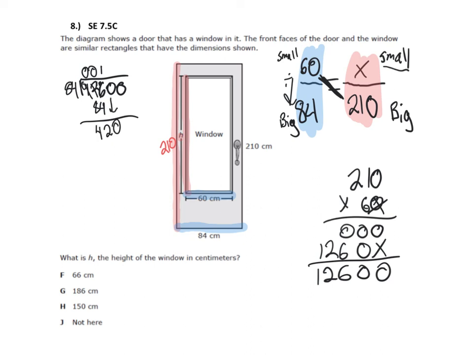Bring down the 0. Now, based on our answer choices, we can get rid of 66, and then we have some choices. It's either going to be 5 or 8. So I'm going to try 5, because I know 8 times 5 is 40, so 80 times 5 is 400. So that's going to be pretty close, so let's try that. 84 times 5. 420, and it's perfect, look at that. So subtract, bring down the 0. 84 goes into 0, 0 times, so our answer is 150 centimeters.